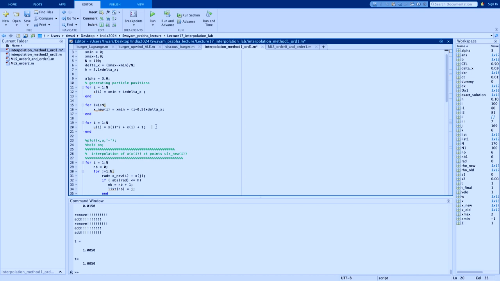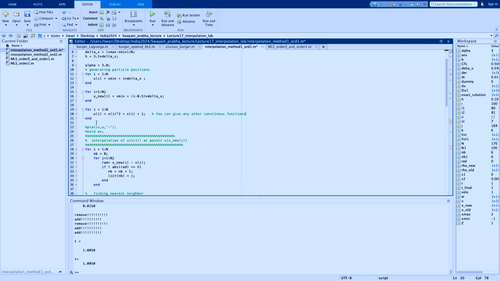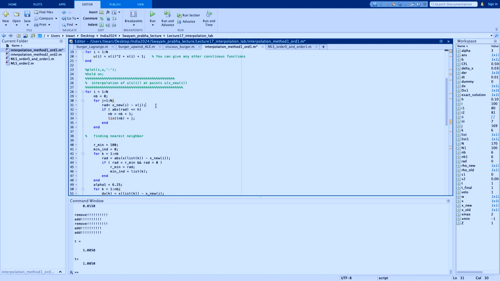I have given a quadratic function, but you can give any other continuous function. It is up to you. Now, you can also check how your function looks by plotting it. And now I am looking for the neighbors. So I start the interpolation of u nu at a point i, so x nu of i, from the value of u of xi. So this u of xi is u of i, and u nu of xi is u nu of i.